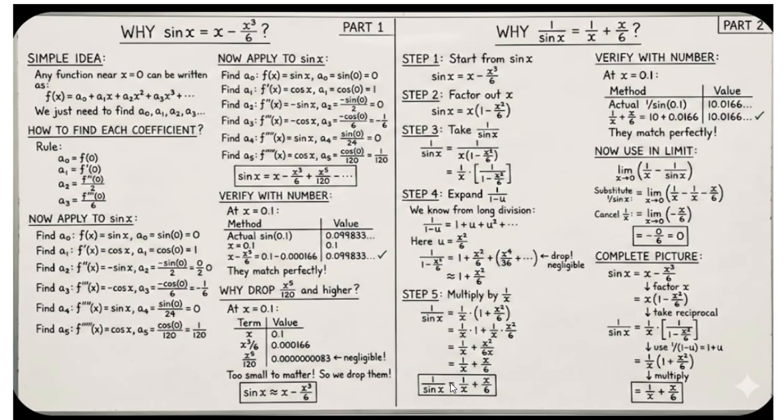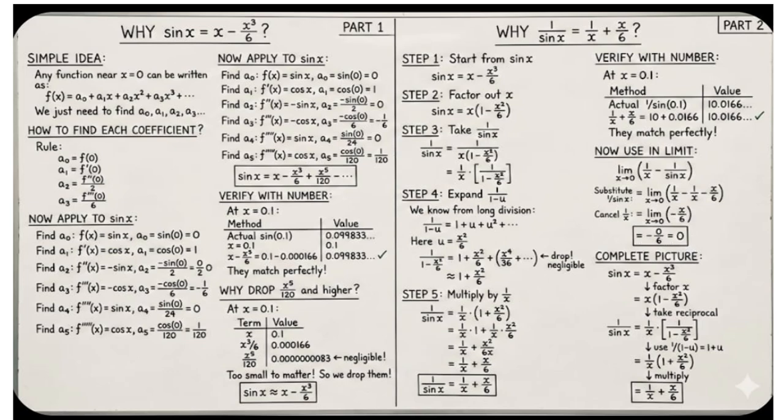Now, what I want to find out is the limit of 1 upon x minus 1 upon sin x as x tends to 0. Instead of 1 upon sin x, I am going to write 1 upon x plus x by 6. Then 1 upon x and 1 upon x get cancelled. Only the remaining is the limit of minus x by 6, which is equal to 0.